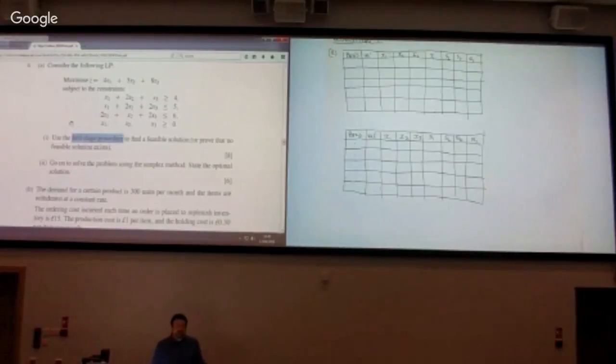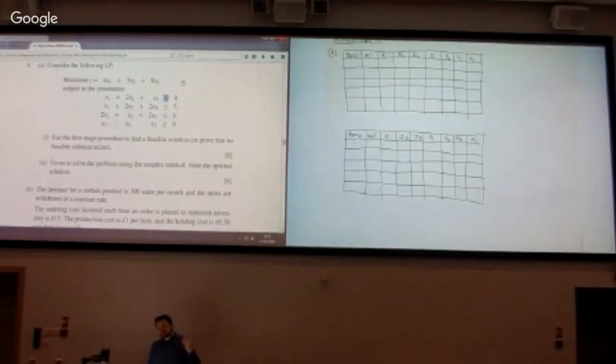There's a revision question. When do you need the first stage procedure? Or maybe easier, why do you need it here? In what sense are they mixed? Because there's a greater than. Yes. That is the reason why you need it here.